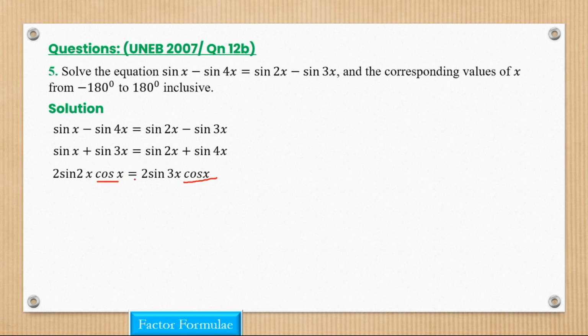So we're going to bring this to the other side of the equal sign to leave a 0 on the right hand side. Then we have that. So we're going to pull out cos x. We're going to factorize 2 cos x out of brackets. Then we remain with that.